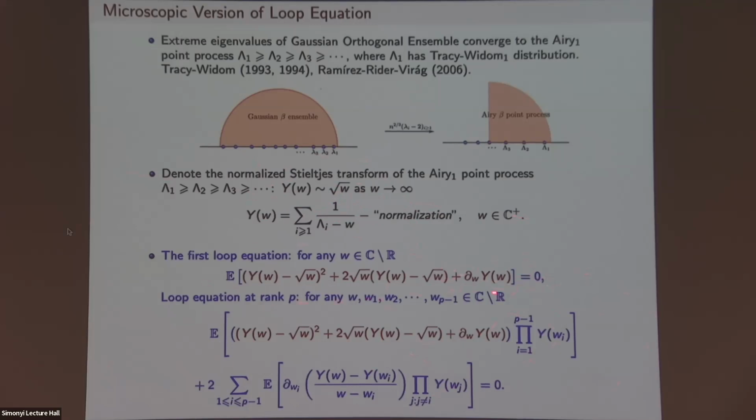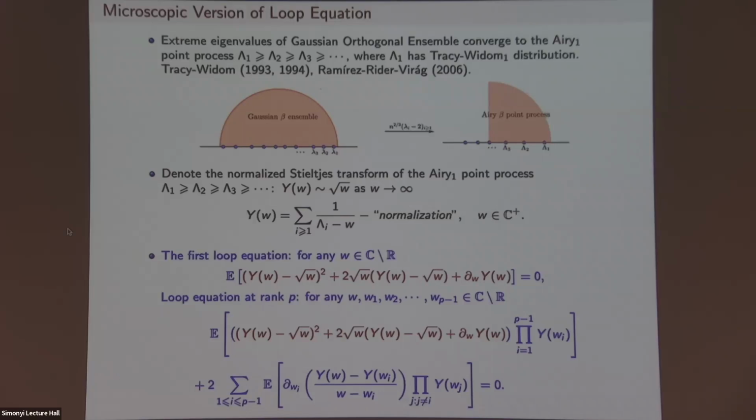Like the first one is some quadratic term depending on y(w) minus square root w, plus some correction which depends on the derivative of y(w). And the higher order loop equations have this one, still the red part, times p minus 1 copies of y at different locations. And this last term just involves p minus 1 copies of y. It's always some recursive relation; you can think of it as a p plus 1 point correlation, a p point correlation, and a p minus 1 point correlation. It's just those equations which tell you some relations of those correlations.